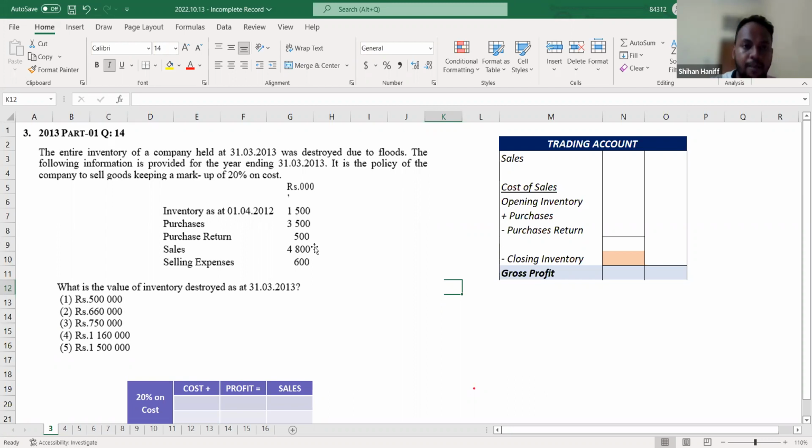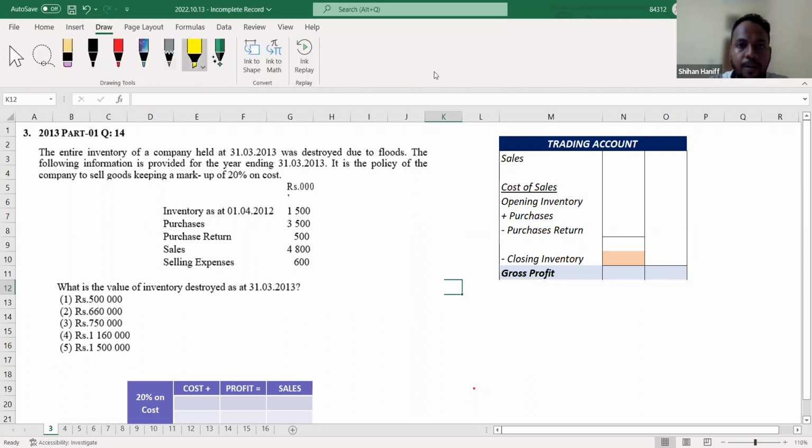If you all have any doubts, you can clarify later. Let's do this question, a very important question, right? 2013, part 1, question number 14. The entire inventory of a company held at 31st March 2013 was destroyed due to floods. The following information is provided for the year ending 31st March 2013.